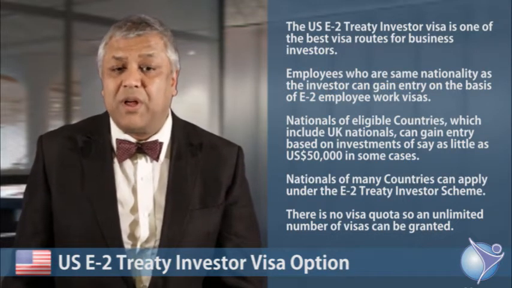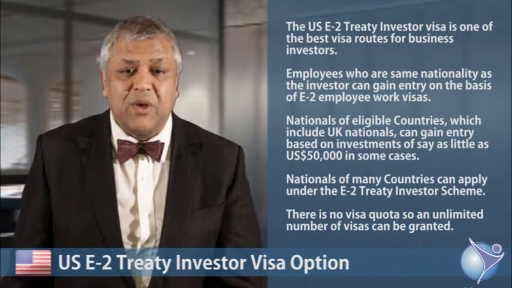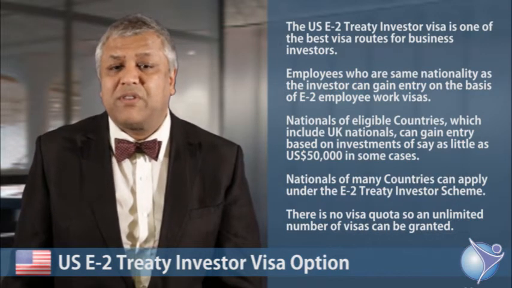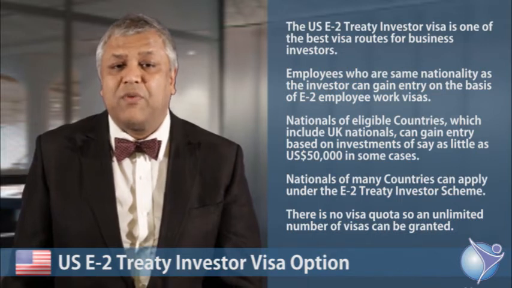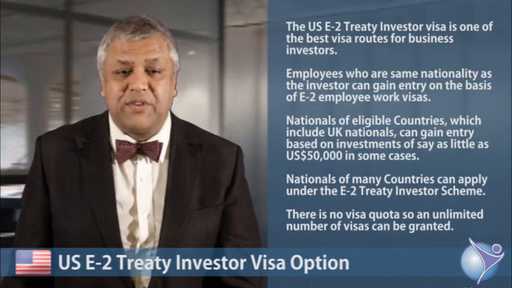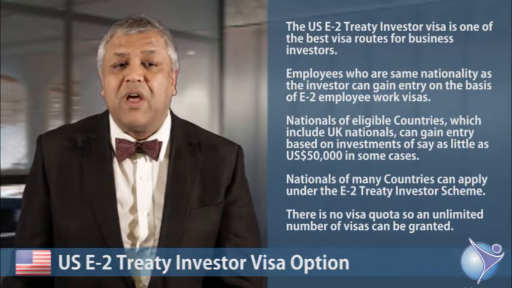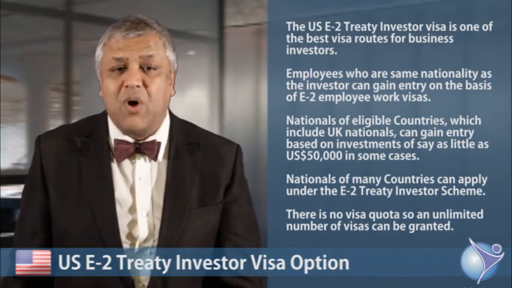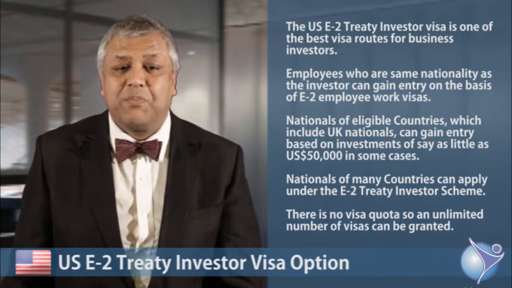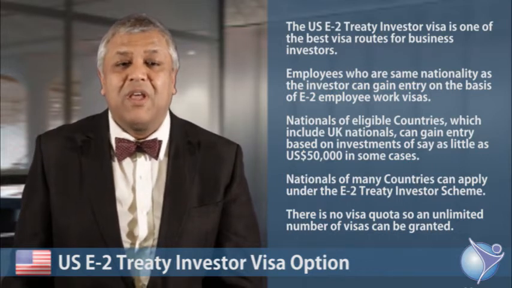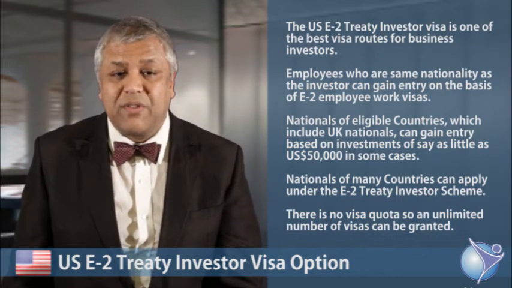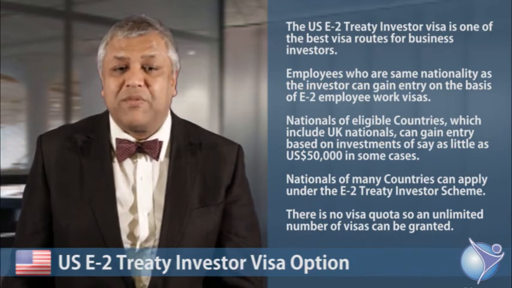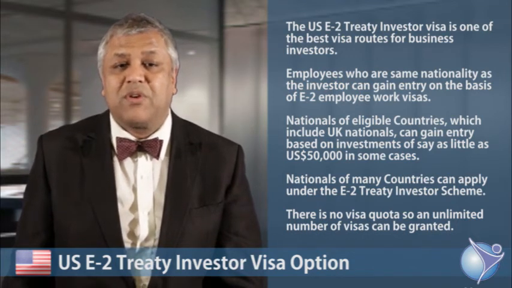Nationals of many countries can apply under the E-2 Treaty Investor Scheme. The US business firstly needs to be registered as the E-2 Treaty Investor business before you can apply for the E-2 work-related visa. There is no visa quota, so an unlimited number of visas can be granted. You must be an executive or supervisor or have specialist skills qualifications to apply as an employee. E-2 Treaty Investor requirements are much lower than the minimum requirement of US dollars 500,000 for the US EB-5 Immigrant Investor Program, which also requires you to create employment for 10 people.